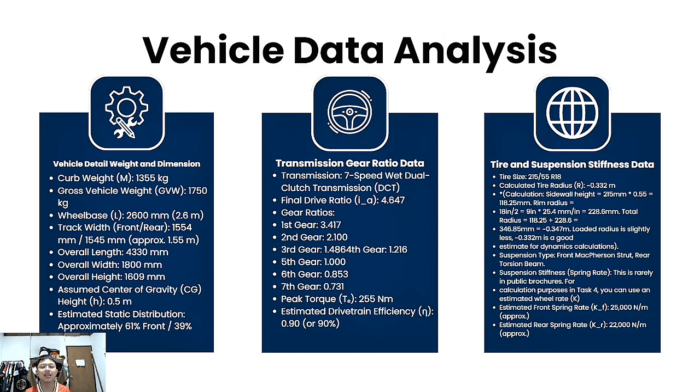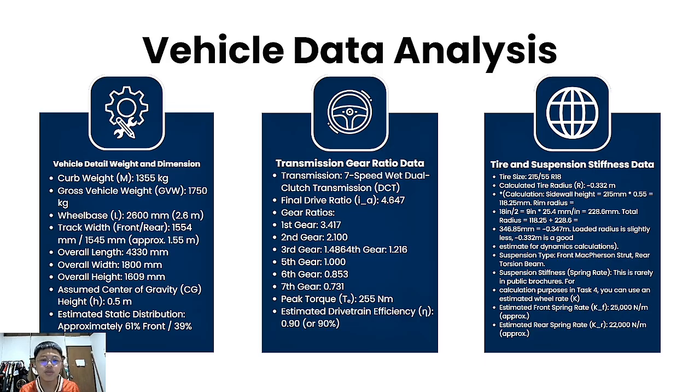This is our vehicle data analysis. The first point is vehicle weight and dimensions that we can see. We have 1,355 kilogram for the curb weight. For the vehicle gross weight it is 1750 kilogram. For the wheelbase, we have 2600 mm, which means 2.6 meter. We have the track width, the overall length, overall width, overall height. We have the assumed center of gravity, CG, height h, and estimated static distribution.